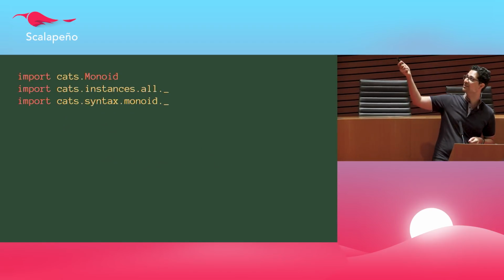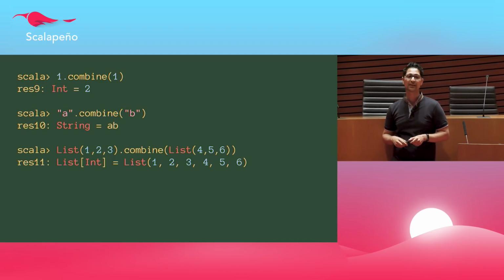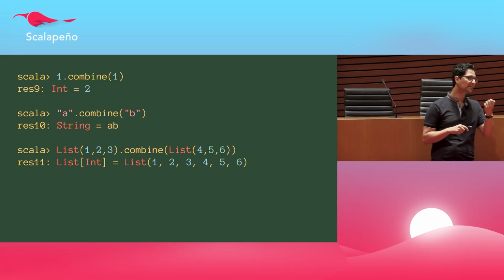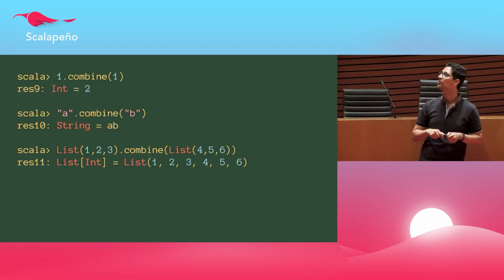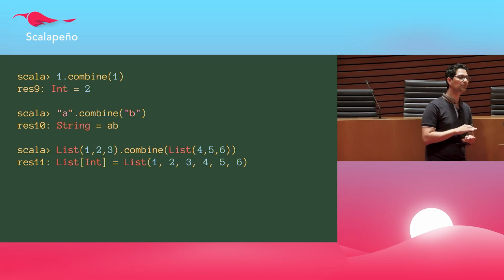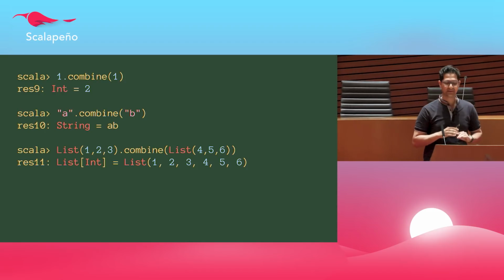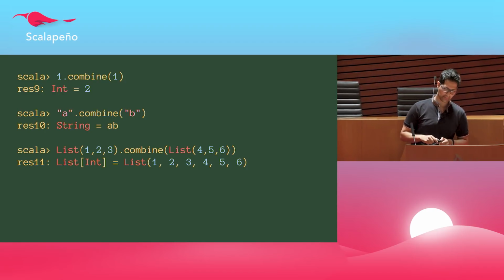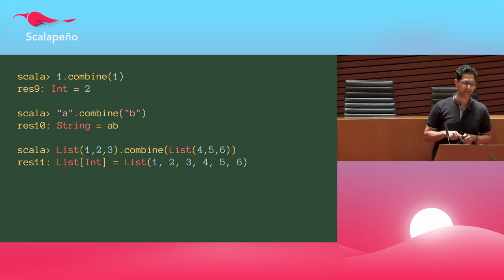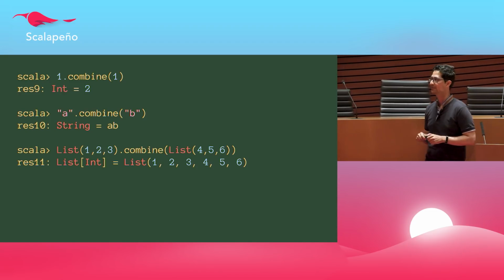So if I import this stuff, I can do the same thing. I get this magical combine method on 1. On the value itself, I got this combine method. I can just use it. 1 combine 1 is 2. Same thing on string. I did not have to write any code. This thing came for free. Same thing for list: 1, 2, 3, 4, 5, 6. This thing is great.